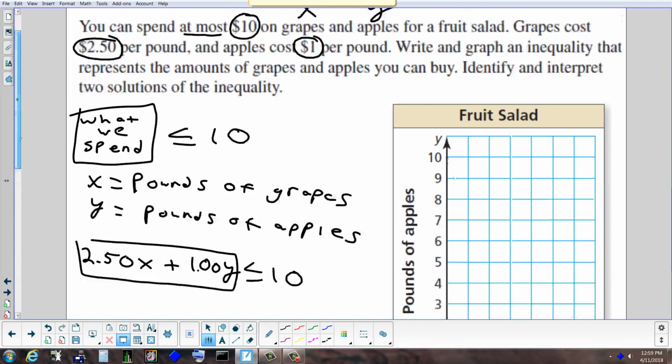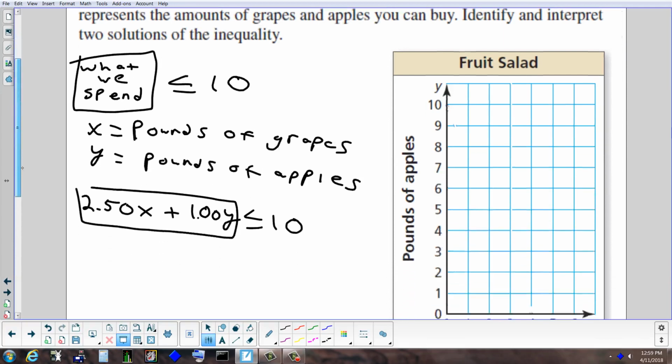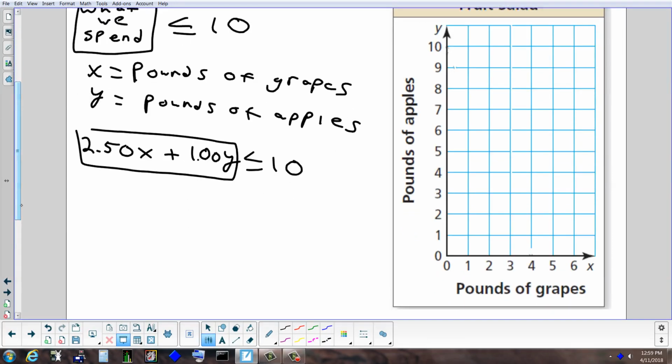Now it's not in y equals mx plus b form, but the hard part is done. It's set up. We're done. Any questions on how we set that up? Joe, what did you say? It's not in y equals mx plus b form. Right, so now we have to just.